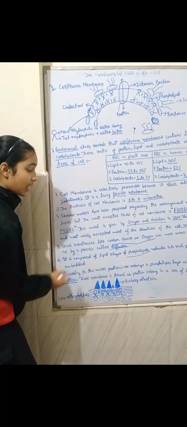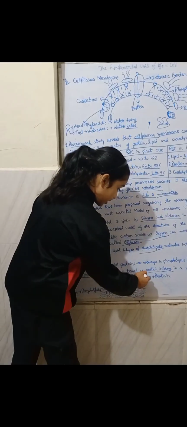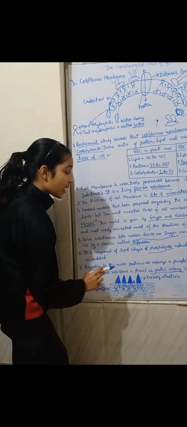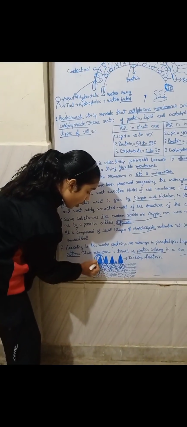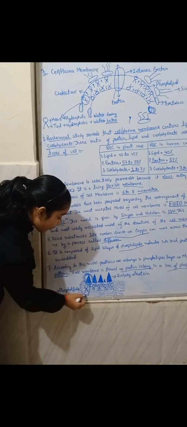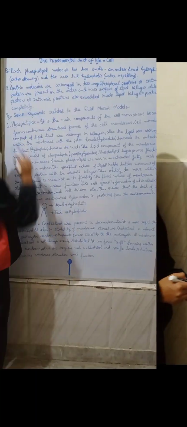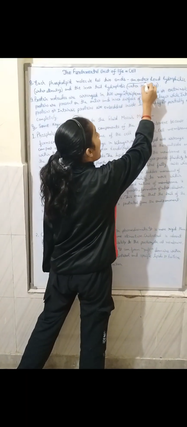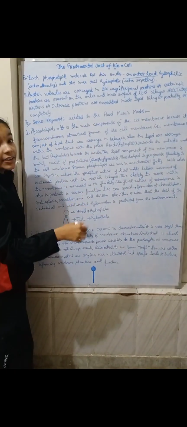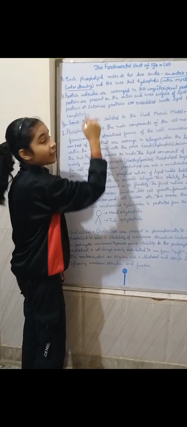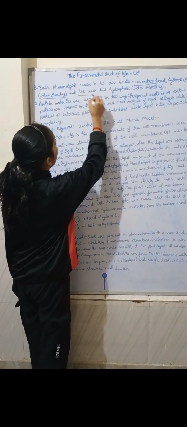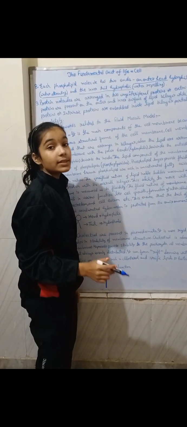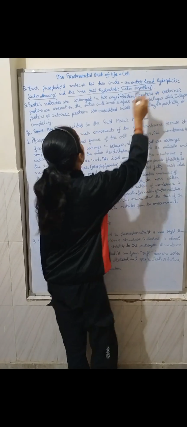The membrane is termed as protein iceberg in a sea of phospholipids. This is the diagram of protein iceberg in a sea of phospholipids. This is the iceberg of protein and this is the sea of phospholipids. 8th point. Each phospholipid molecule has two ends: the outer head is hydrophilic, means water attracting, and the second is the inner tail, hydrophobic, means water repelling.